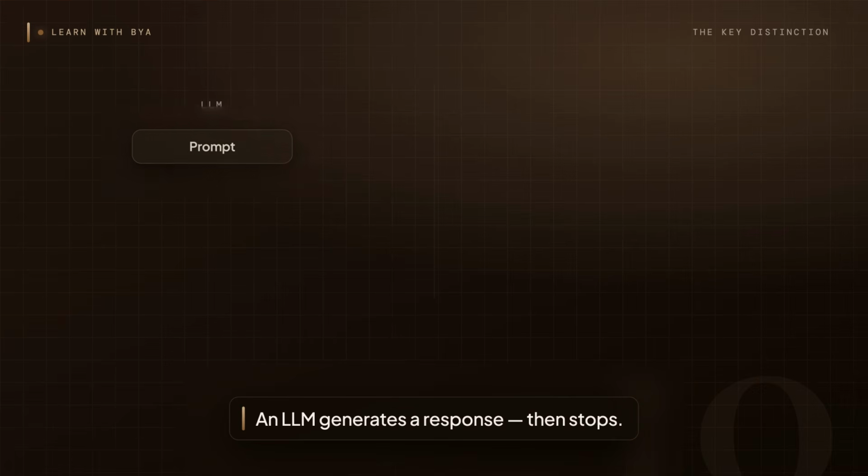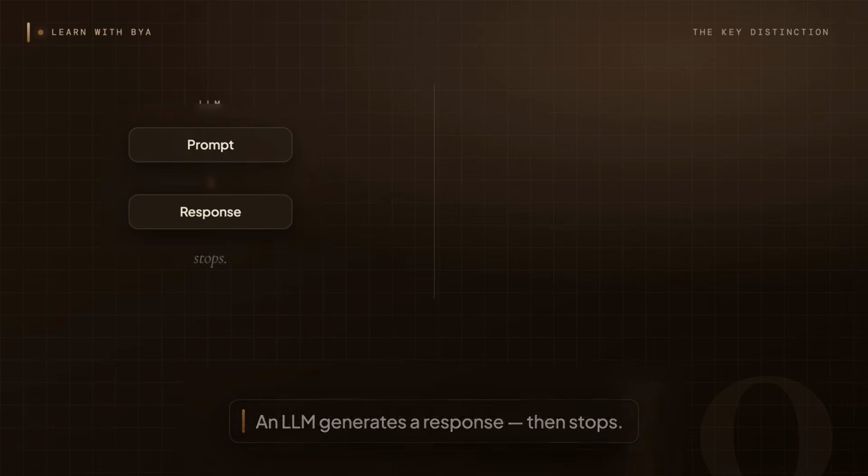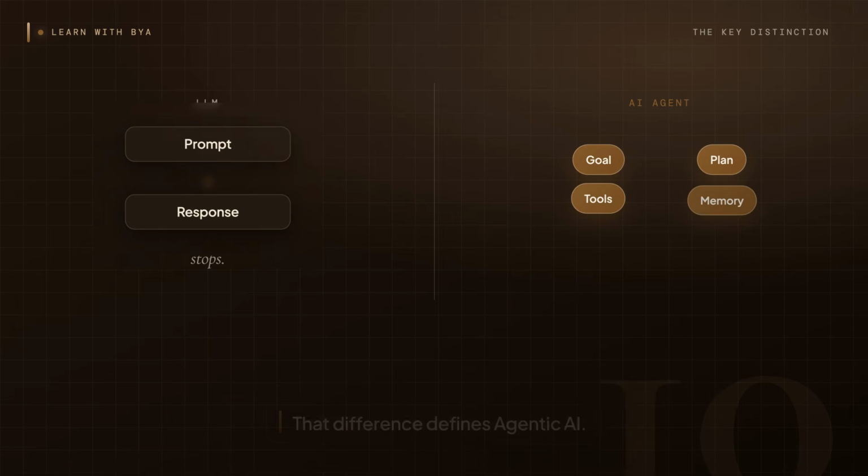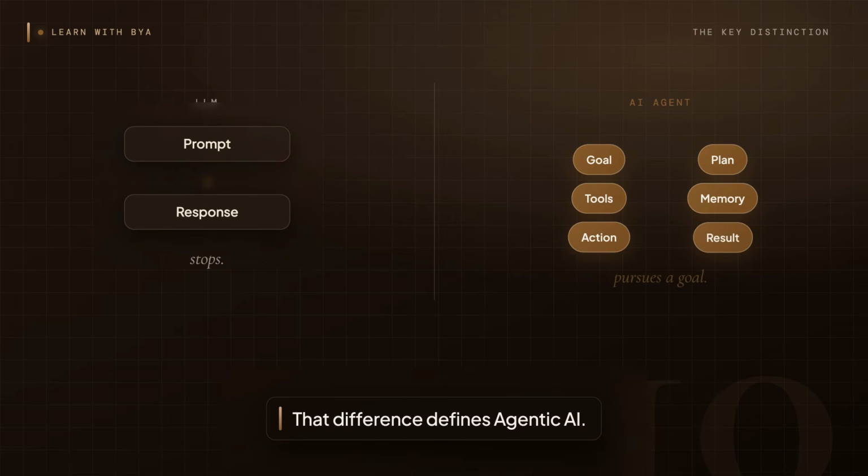Here's one of the most important ideas in this course. A large language model is not an AI agent. An LLM generates responses. An AI agent pursues goals. Suppose you ask an LLM, "Write an email inviting participants to a workshop." It writes the email, its job is complete. Now imagine asking an AI agent, "Organize next month's workshop." The agent can plan tasks, send emails, schedule meetings, update calendars, monitor registrations, and adapt as new information becomes available. That difference defines agentic AI.